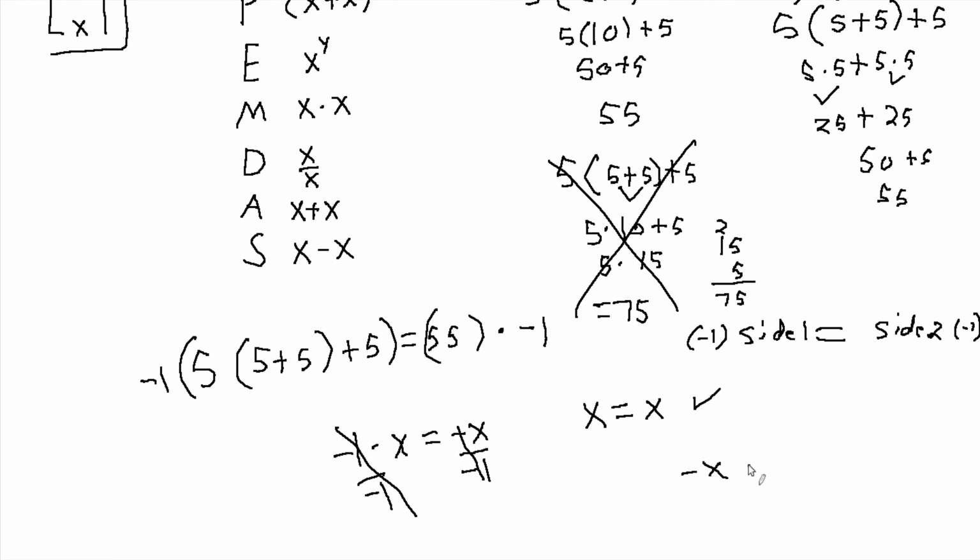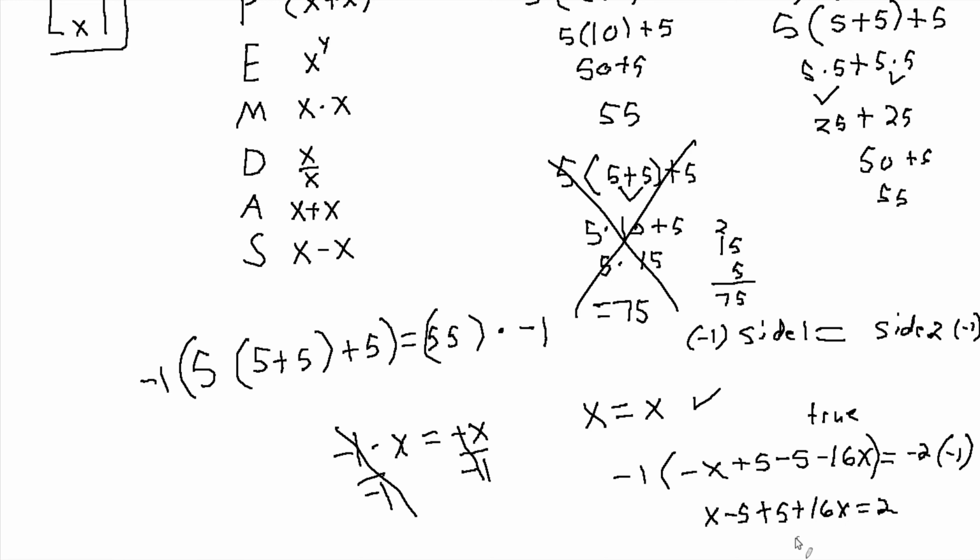So say we have -x plus 5 minus 5 minus 16x. You multiply by -1 on one side, and you multiply by -1 on the other. The reason why you would do this is to eliminate a lot of the negatives and make it more positive. So we get x minus 5 plus 16x equals 2. This eliminated a lot of the negative values and sometimes makes the math easier. This still makes the statement true. So we can do the math.